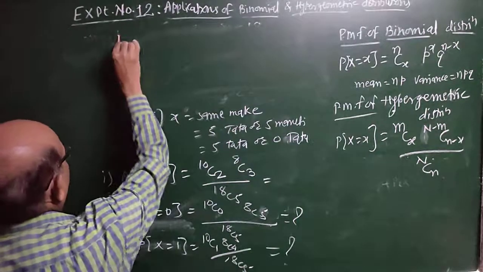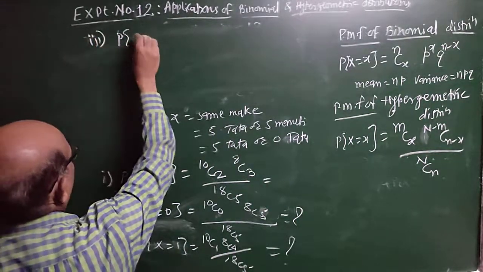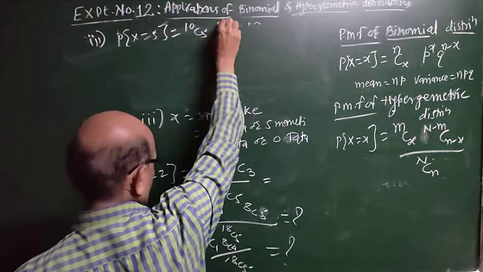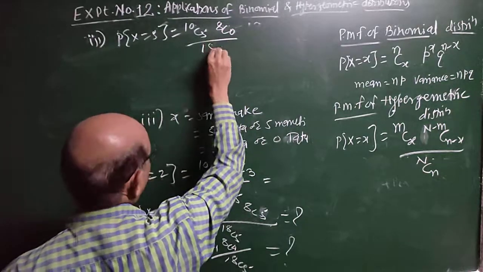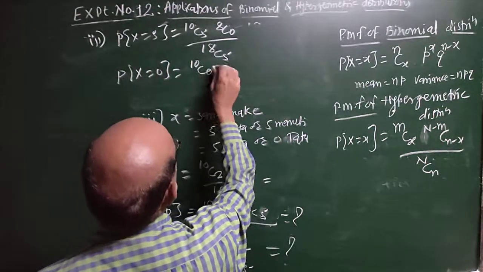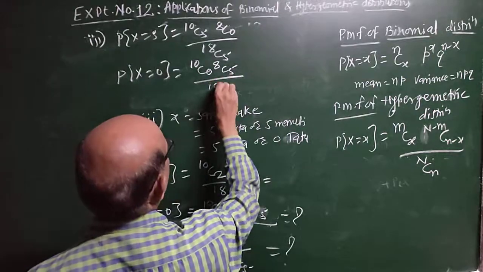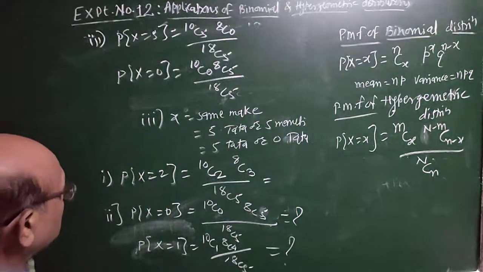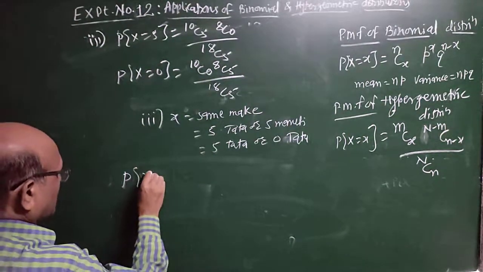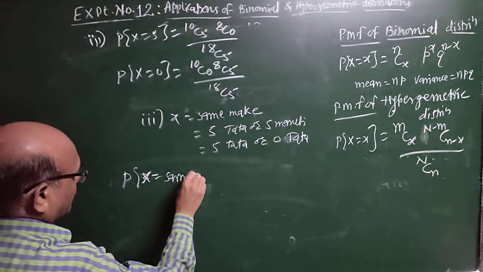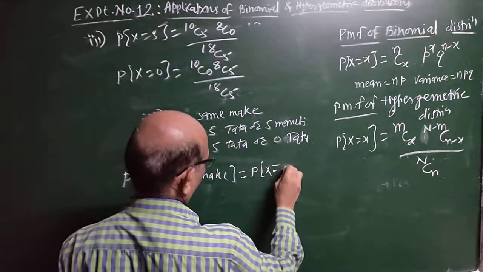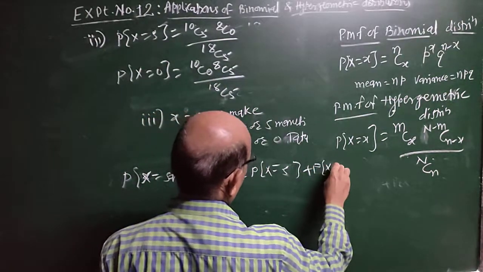Of same make, probability, third one. First you have to obtain probability X equal to 5, which means 10C5, 8C0 divided by 18C5, and probability X equal to 0 means 10C0, 8C5 divided by 18C5. And then same make means probability of same make is probability X equal to 5 plus probability X equal to 0.